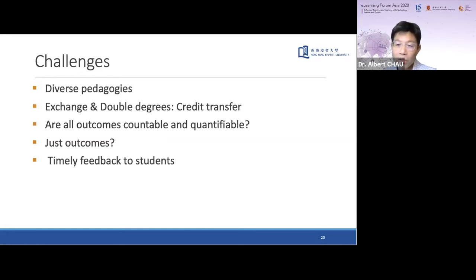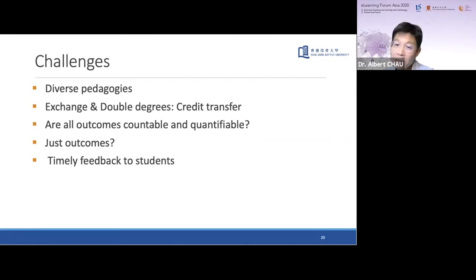Exchange degrees, double degrees, we have to talk to other institutions on an academic currency, which is the credit, okay? Your credit is the same as my credit. Your distinction is the same as my distinction. Of course, we always think that our distinction is better than other people's distinction. Our course is richer than other people's course. So we have to look at that as well.